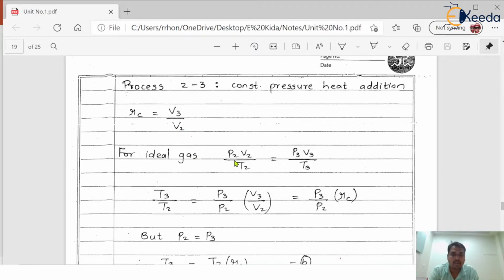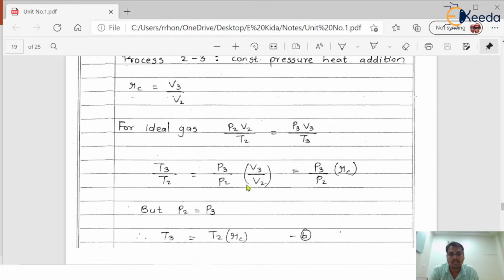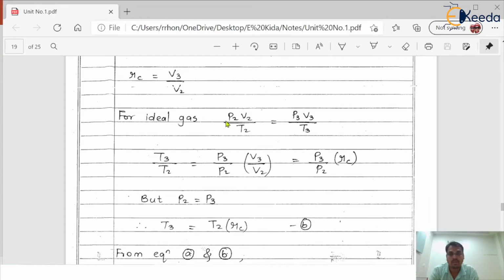And again for the ideal gas, for the next process we have P2 V2 by T2. Now this is process 2 to 3, so we have to consider the third state also, P3 V3 divided by T3. Simplify this equation, getting the temperature terms closer to each other. So T3 by T2 is equal to, taking P2 down here, P3 by P2 into V3 by V2. Again simplify: V3 by V2 is nothing but r suffix c, which we already considered. Concentrate on the mouse indicator, and put this value here.